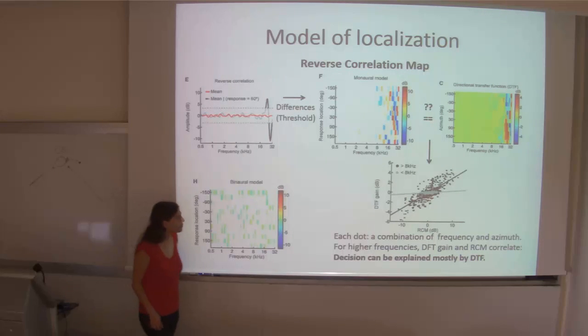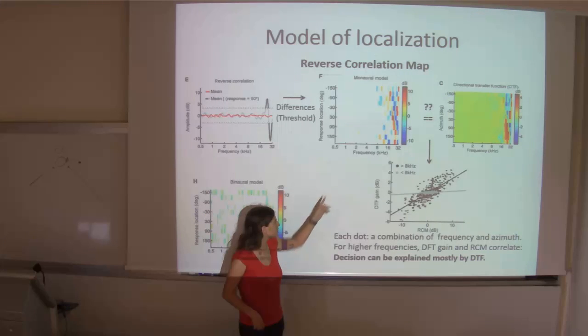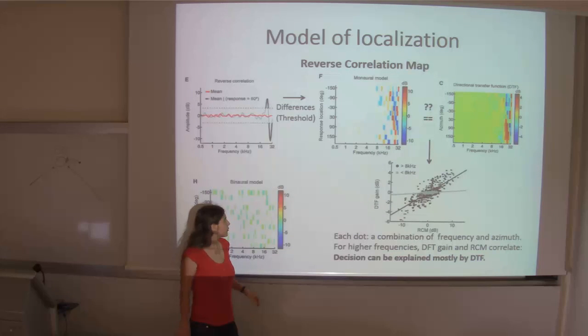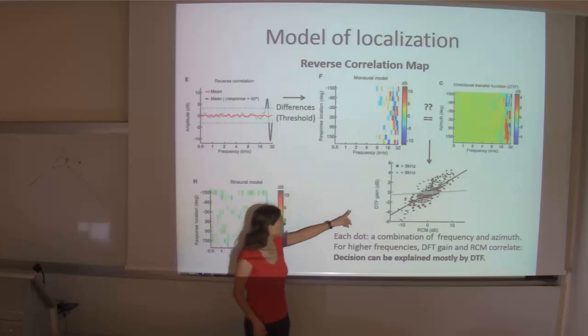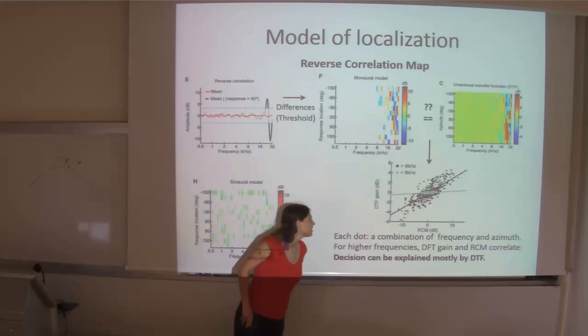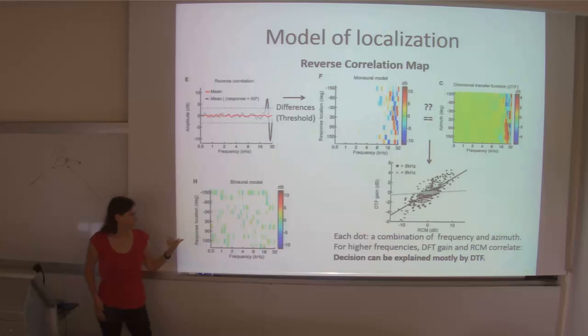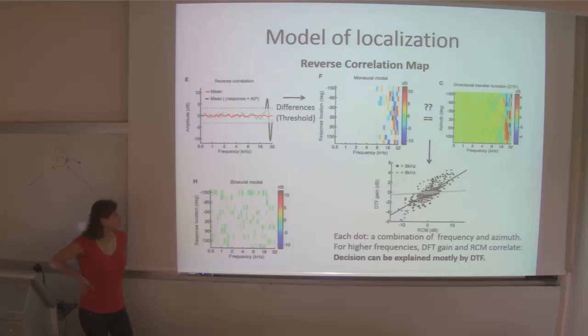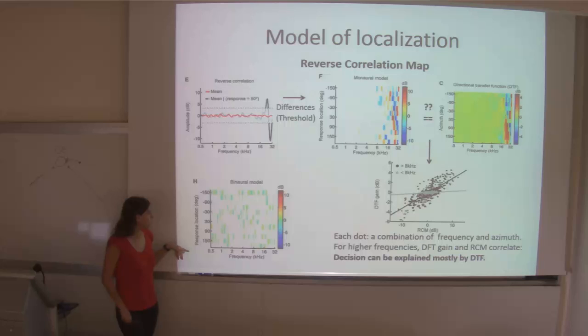Now, the next thing they wanted to do is check how similar it is to the DTF, so they checked the correlations between the two, and they found out that for higher frequency, where we can actually find something, there is a very high correlation between the DTF and the reverse correlation model. Here each dot is the frequency and the azimuth, and we can see the gains for the different methods. What we can see is that the decision making can be explained by the DTF, which in that case is pretty trivial because they use a decision making mechanism that's based solely on the DTF. Here is the same reverse correlation map for the binaural model.